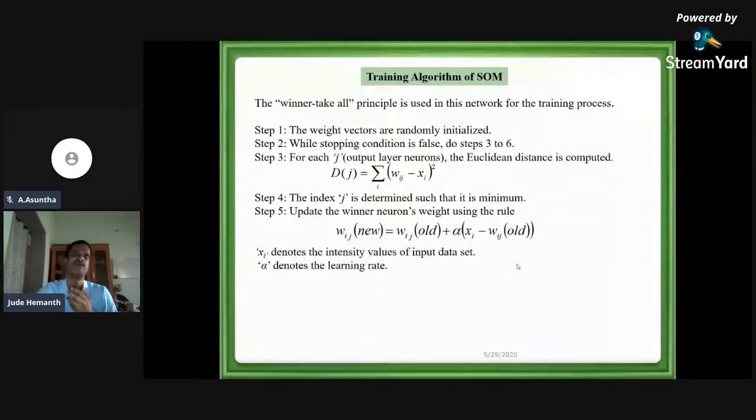But there is another way by which you can make D minimum. How can you make D minimum? Simple, right? If D wants to be minimum, D should be substituted with a value of 0. If D is equal to 0, then we can say Wij minus Xi is equal to 0.